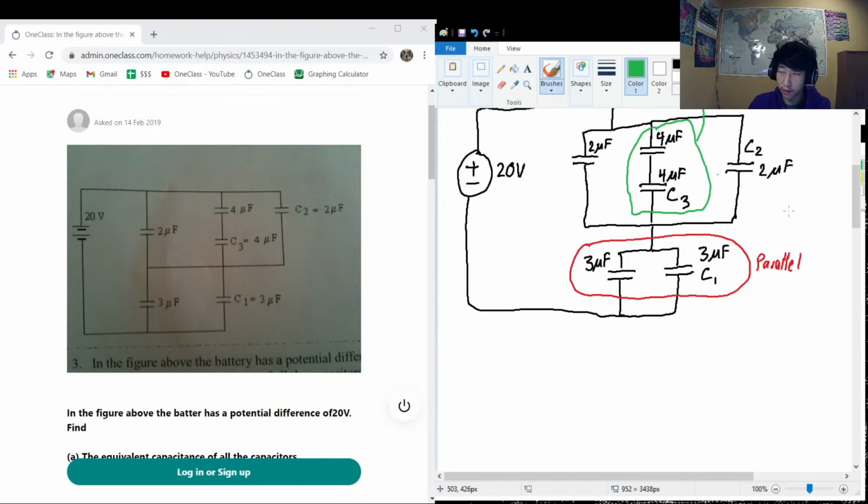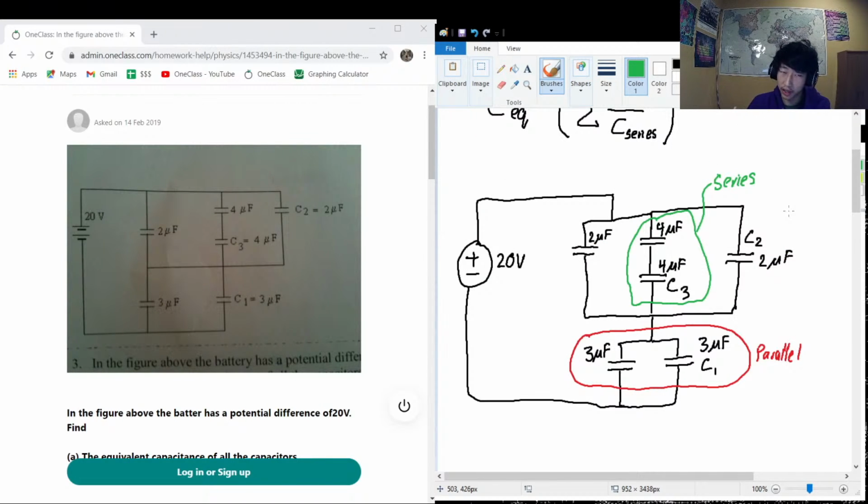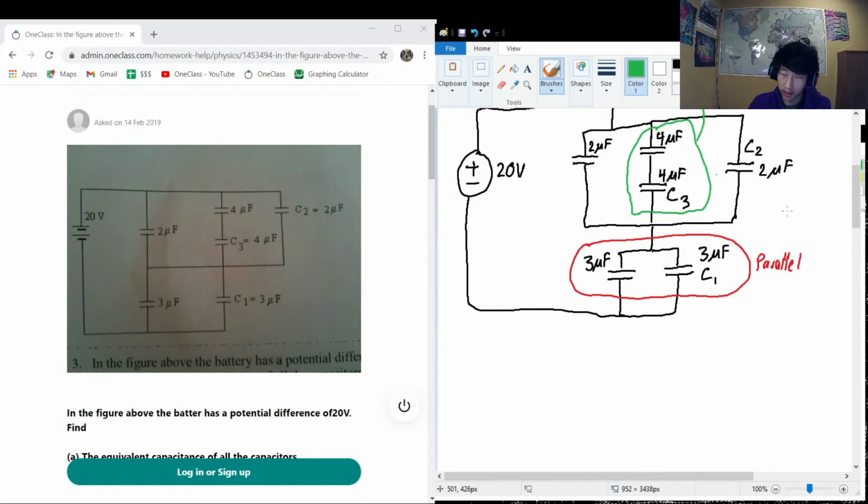Okay, so have no fear about redrawing the same circuit over and over again. It's a lot easier if you have a drawing tablet where you can copy and paste the stuff, but depending on your situation, redrawing it might be necessary.